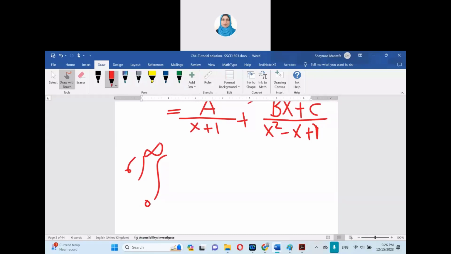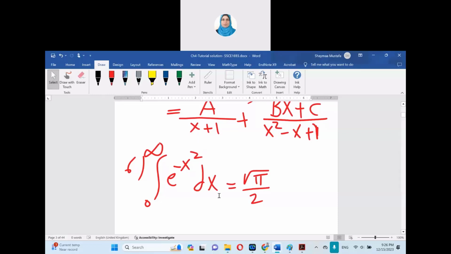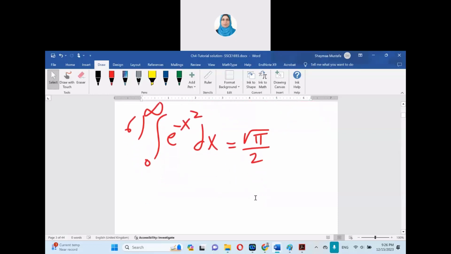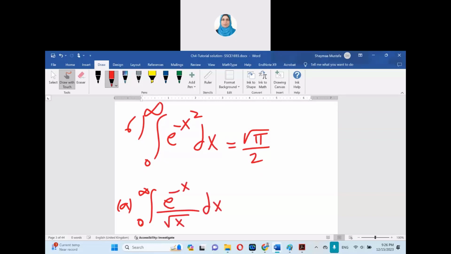So, e to the minus x squared dx. This one is equal to square root of pi over 2. This is the error function. Okay, we need to evaluate, for example, a, because b is quite similar. You need to use this integration. He already gave you this integration and asks you to use it to find the integration of e to the minus square root of x dx.